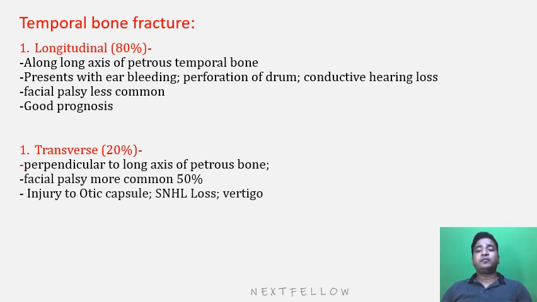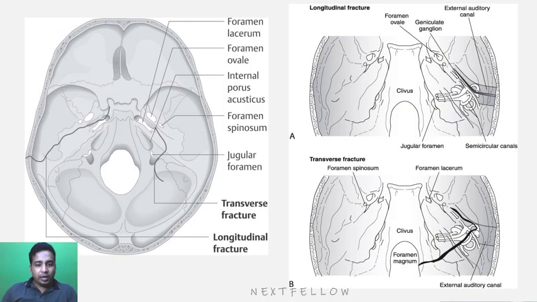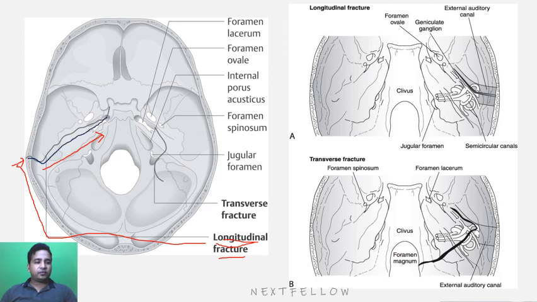I'll make you understand with the help of the diagram. See, look at this diagram. This is my skull bone, and this is the long axis of the temporal bone. We know the petrous part, long axis of the temporal bone. Now, this is my longitudinal fracture. Longitudinal fracture is running along the long axis of the temporal bone, as marked and shown in the diagram. This is the most common type of temporal bone fracture.